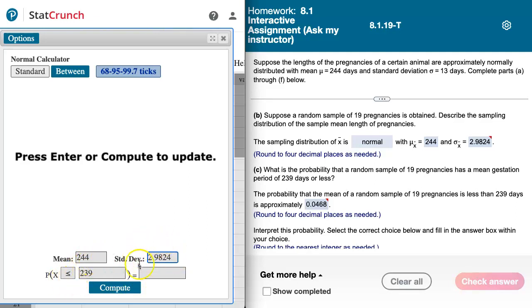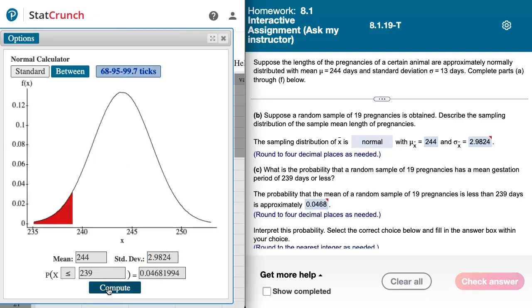Notice how the only thing I really needed to change here was the standard deviation. It is something different compared to the population standard deviation, but it is based off of that with that little formula. Everything else I'm keeping the same, and then when I click compute, I find that probability I was looking for. I could copy and paste that into here.